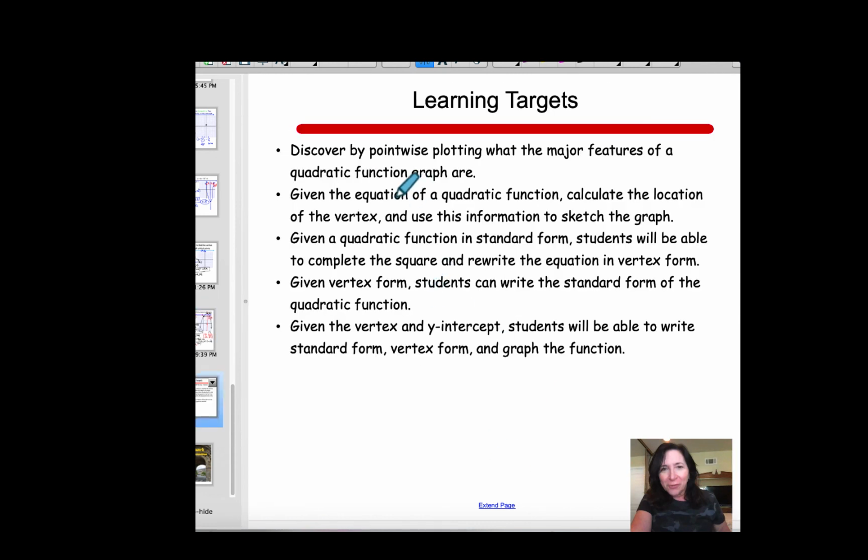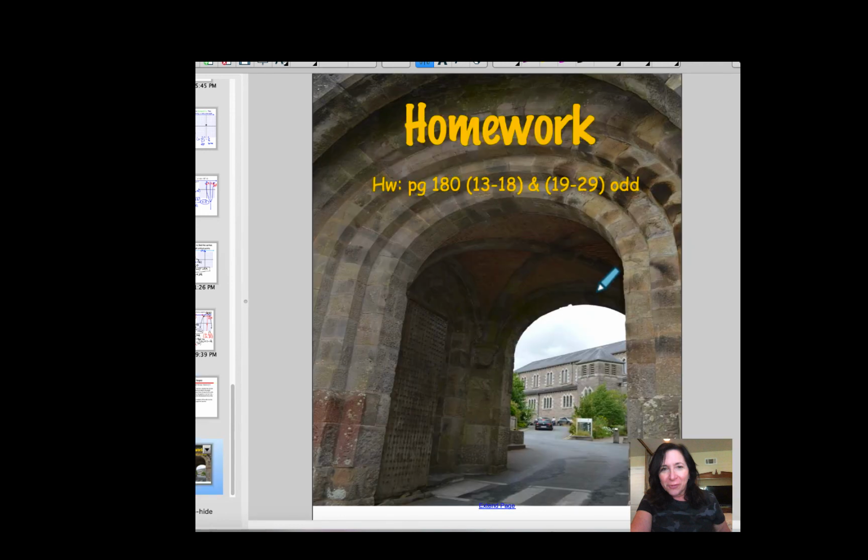Anyway, learning targets. We did this. We plotted quadratics. We talked about the vertex. We talked about putting it in vertex form, and we found the y-intercept. We also found the axis of symmetry and even a symmetric point. So good job, everyone.